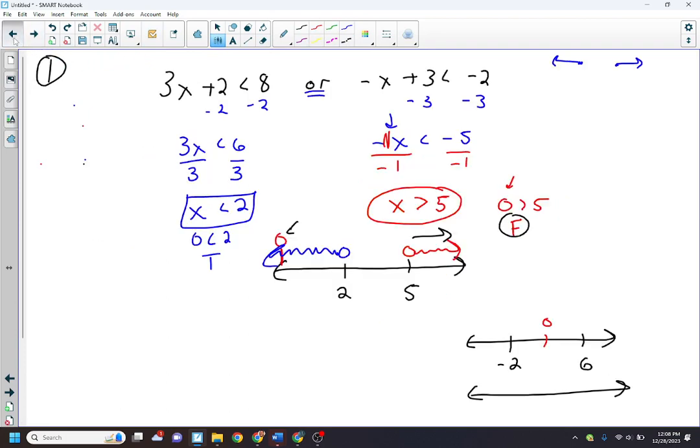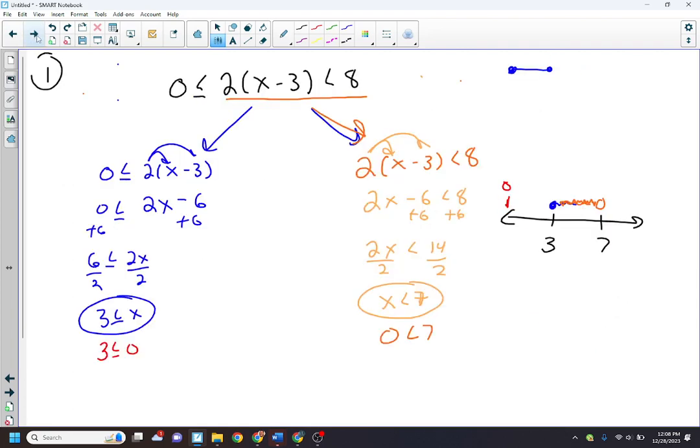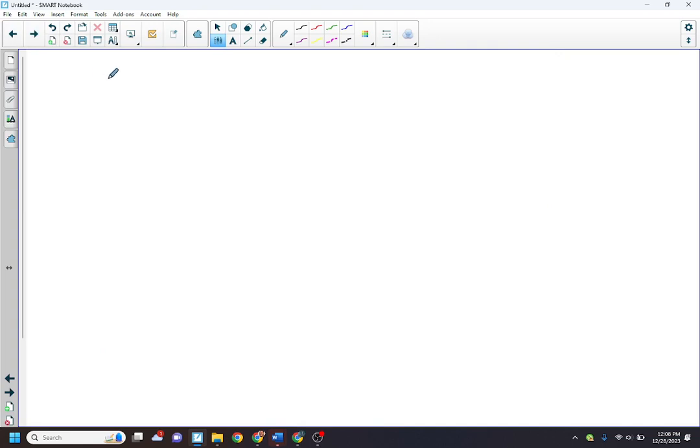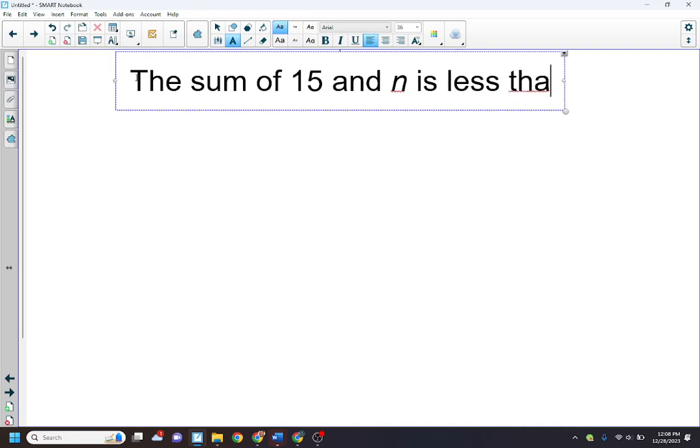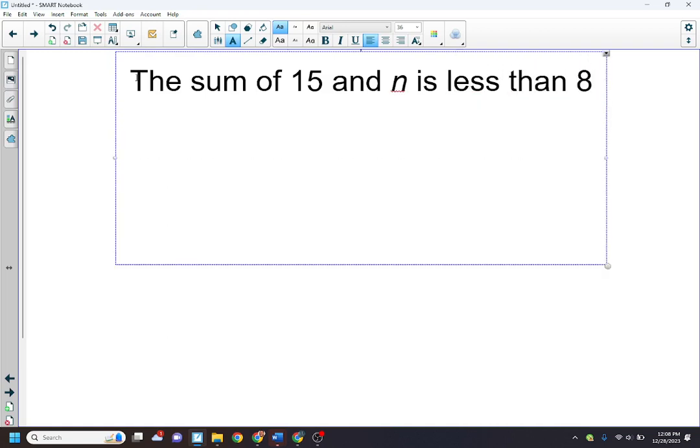Okay. The second thing I'm testing you on in general is going to be translating verbal phrases. There's a bunch of these on the worksheet, so make sure you practice it. If I say something like this, I'll type it out. The sum of 15 and n is less than 8. And I'll do another one. 15 is no more than x.